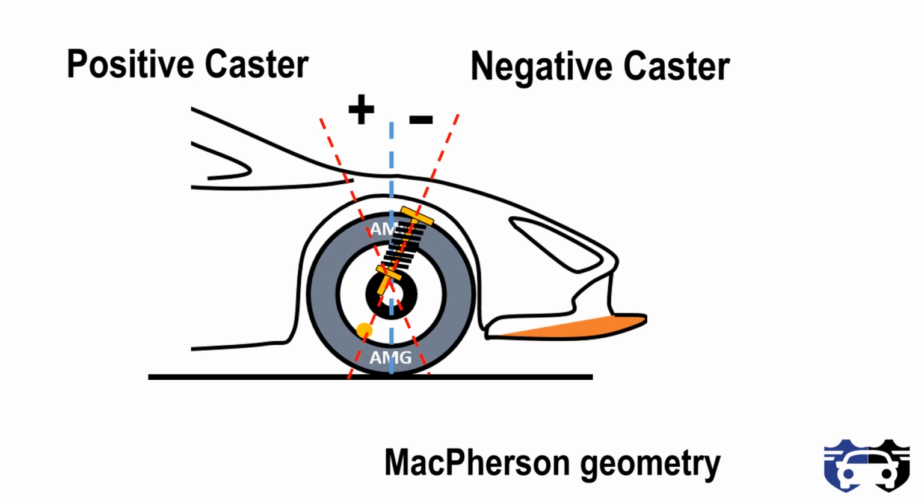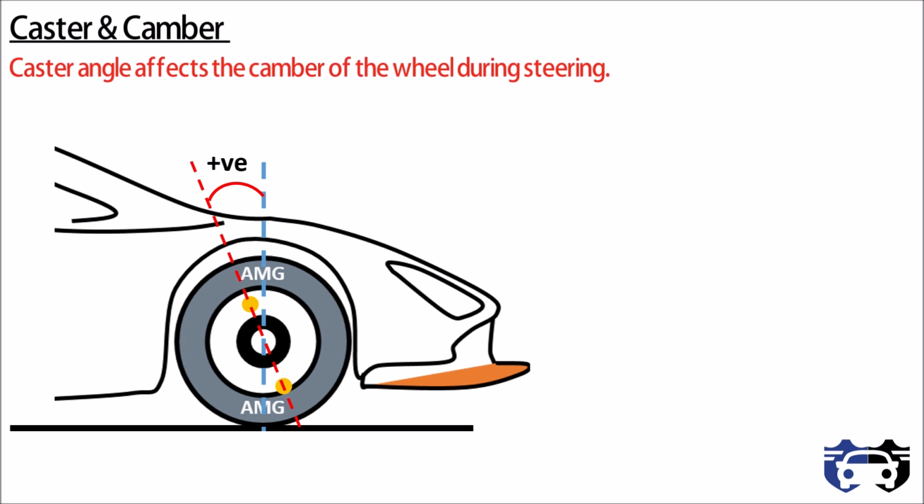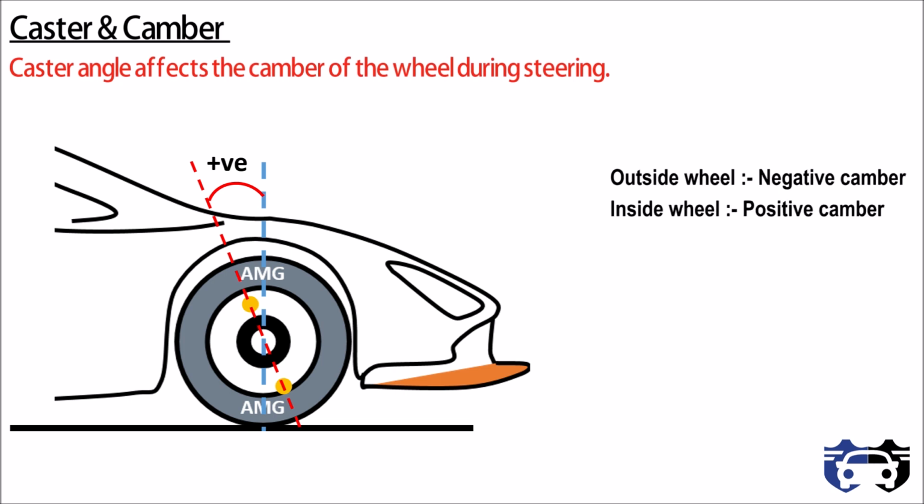Now let's see how caster affects the camber and handling characteristics of the vehicle. Caster angle affects the camber of the wheel during steering. If the car is set up with positive caster, the outside wheel will gain negative camber while cornering and the inside wheel will gain positive camber, effectively leaning the car into a turn, delivering the maximum contact patch to the ground.